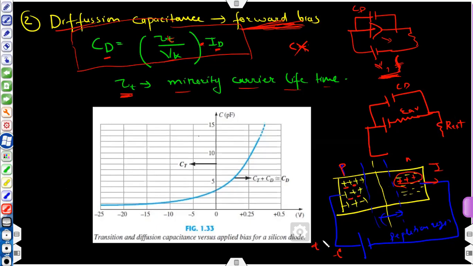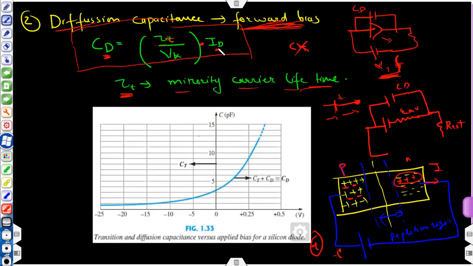So the amount of time t, we measure the time from the moment it entered and was in the free state, until it combined. We calculate this t as an average time, by some experiment. That time is defined as the minority carrier lifetime. Your diffusion capacitance CD is directly proportional to the minority carrier lifetime. The longer they stay free, the larger CD will be. That is the very basic concept.